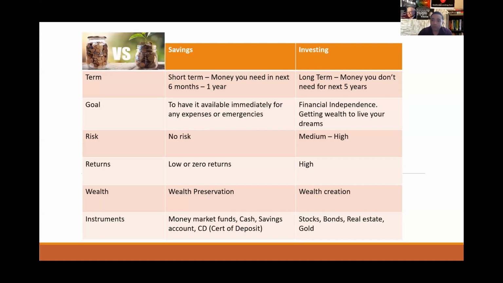And investing, whereas, generally uses instruments like stocks, bonds, real estate, and gold. All of them can give really high returns, stupendous returns. Stocks or equities are the best of all over the long term. And if you choose a wise portfolio of stocks, the returns could be immense, that can create financial freedom.